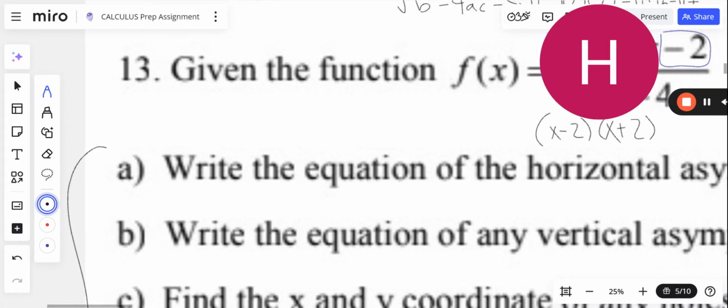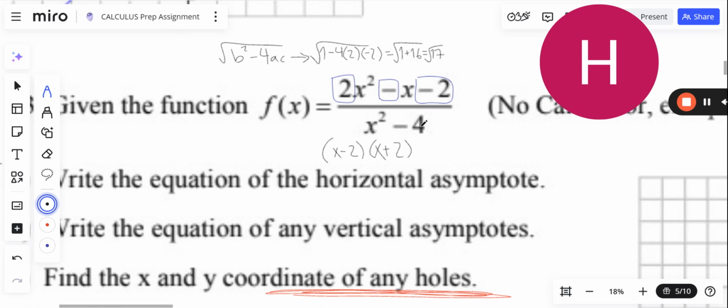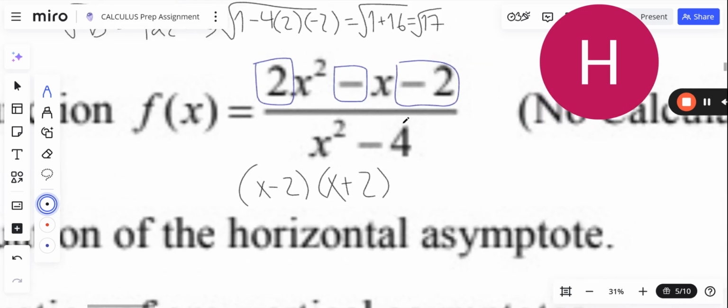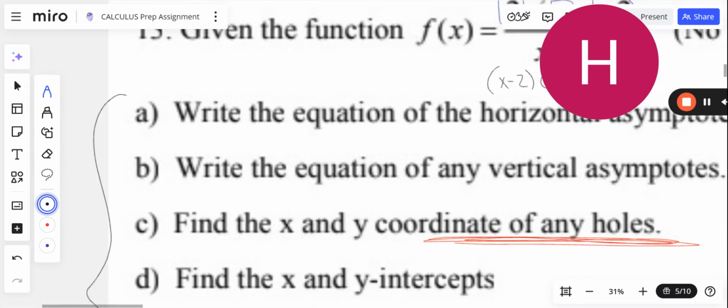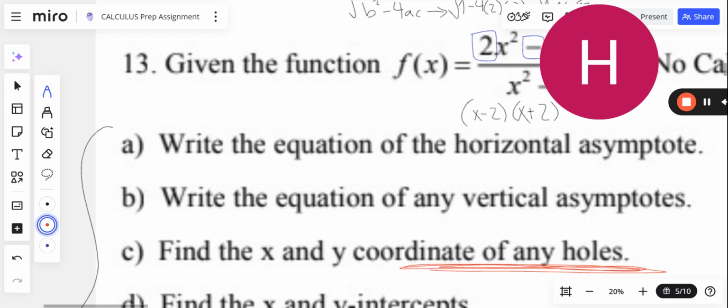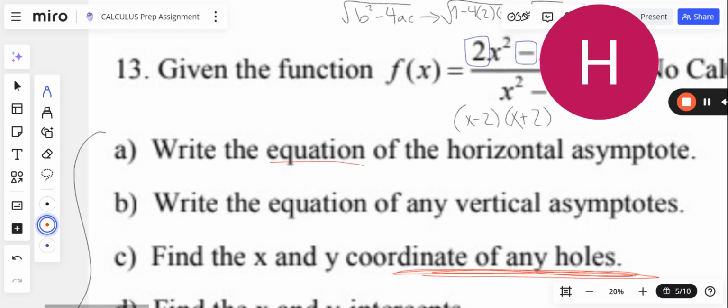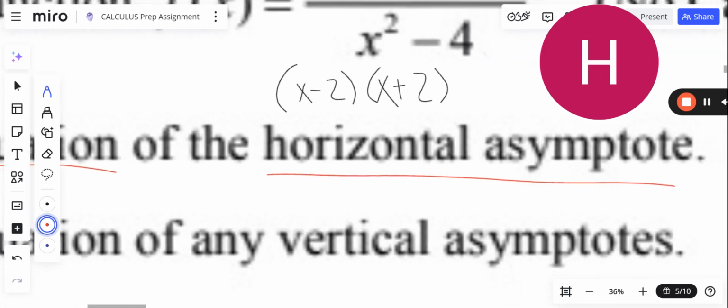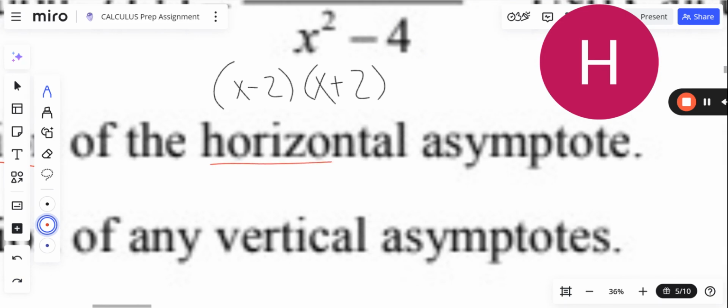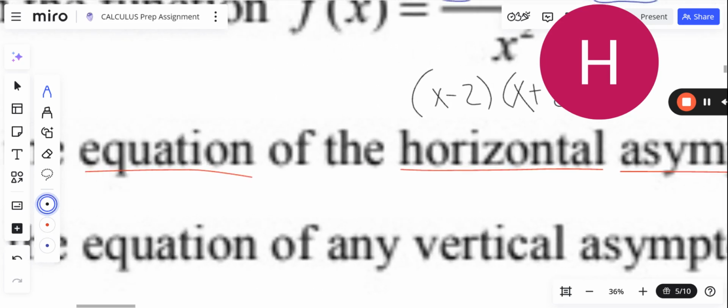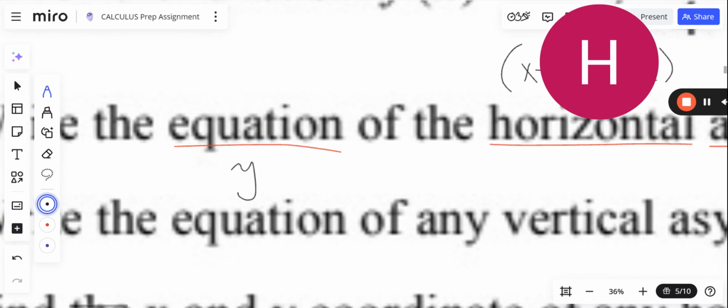Okay, so let's get started with this. Now that we have a general idea of what's going on, we've broken down our numerator and denominator as much as possible anyways. Then we're going to take a look at these parts of questions. So first part is equation of the horizontal asymptote. Horizontal is a flat line, kind of like the line that I'm using to underline the word horizontal. And so it has a 0 slope. This is going to be in the form of y equals something.